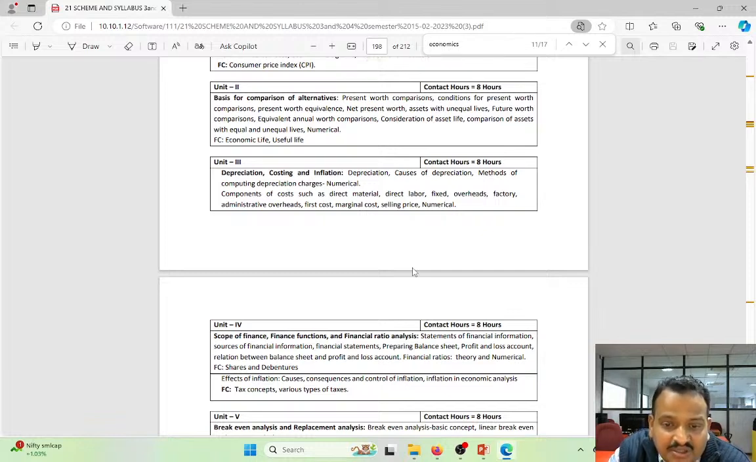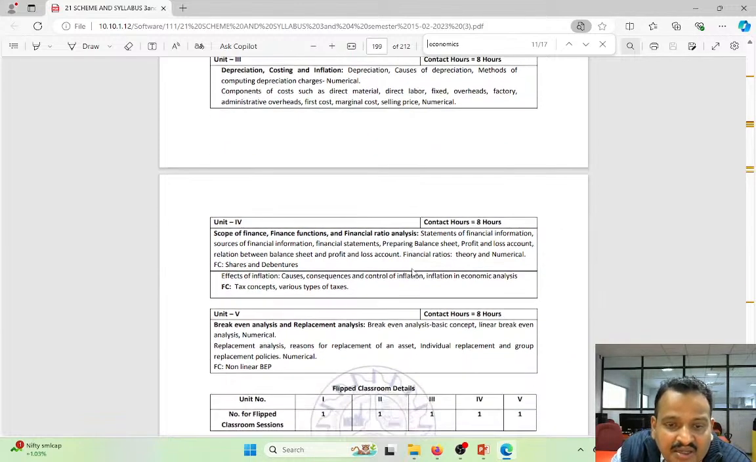In unit 4, the scope and finance functions and financial ratio analysis, statements of financial information, sources of financial information, financial statements, preparing a balance sheet, profit and loss account, relation with balance sheets and profit and loss account, financial ratios and numericals. Then you have a flip class of tax concepts, various types of taxes. Of course, once you start earning, you need to start paying the income taxes. So this will give the insight of various types of taxes.